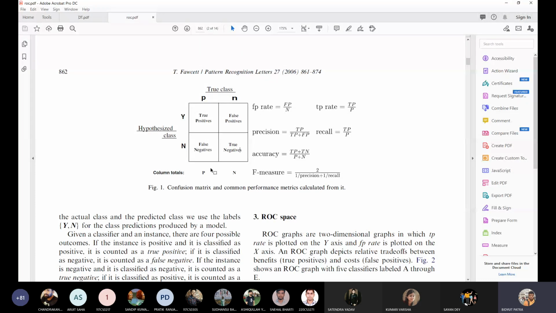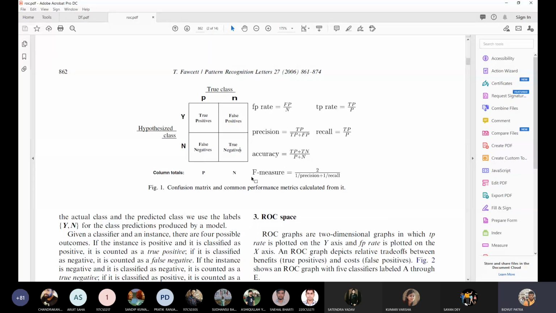Similarly, column-wise, you can compute the true positive rate. True positive rate is nothing but TP divided by P. Here, column-wise, out of the total positive class, how many are really positive class, that gives you the true positive. So that is TP by P.